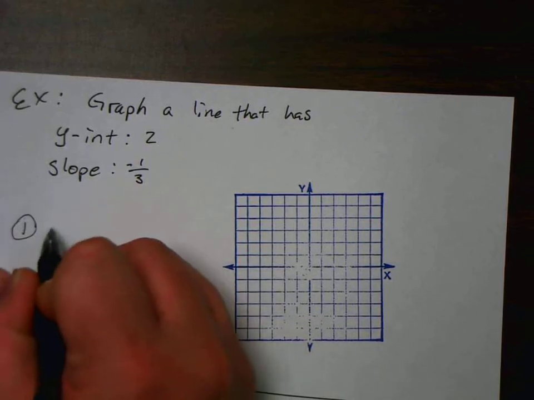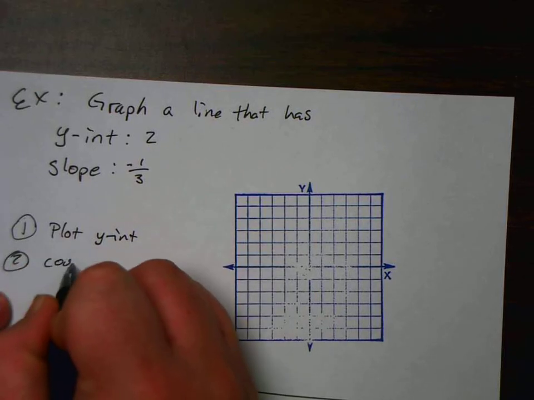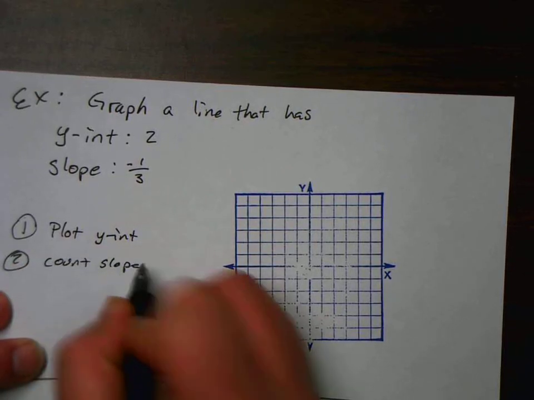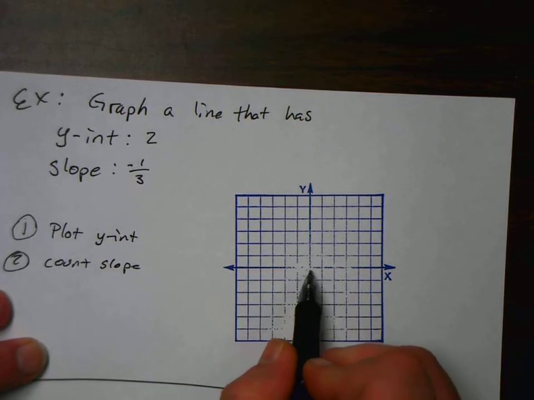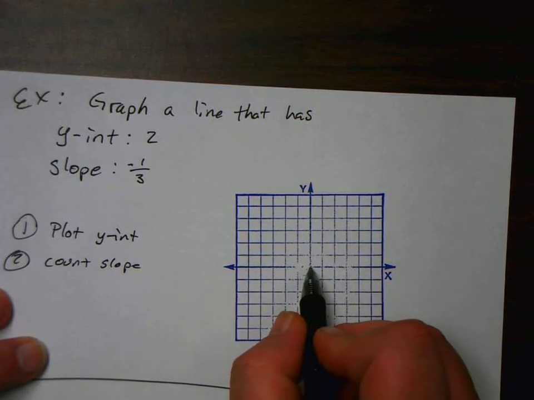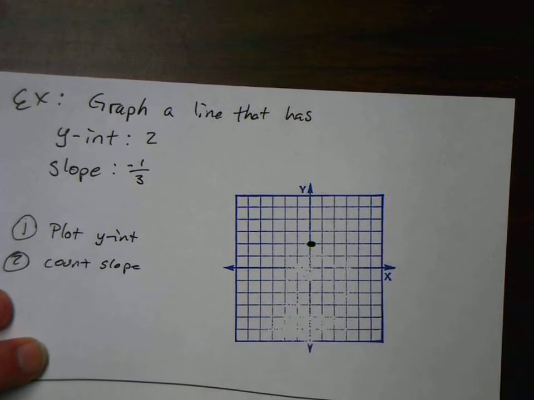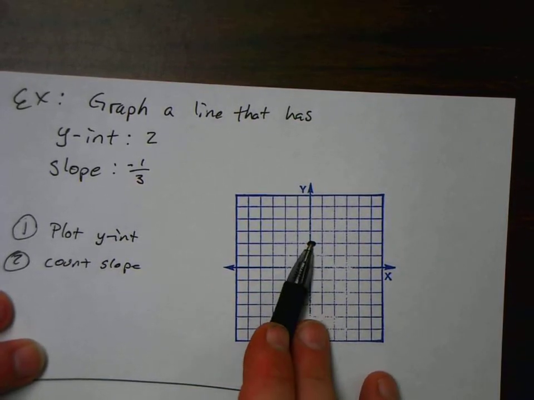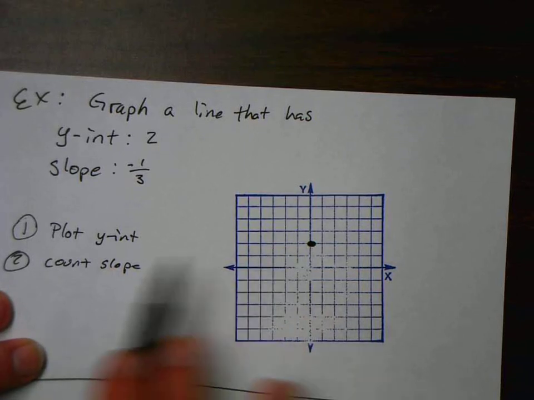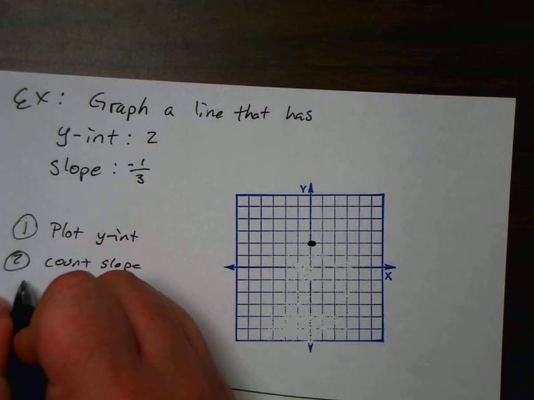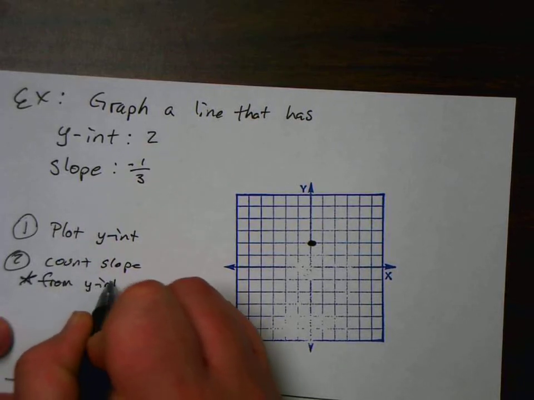So the first step we're going to do is plot the y-intercept, and then the second thing we're going to do is count the slope. I'm going to show you that a couple of different times here. So plot the y-intercept. The y-intercept here is 2, so along the y-axis I'm going to go to +2. Here's 0, 0, so up 1, 2, and here I am. Now, from that point, not from 0, 0, but from that point, I am going to count the slope. So I'm going to put a little note here: count slope from the y-intercept point.